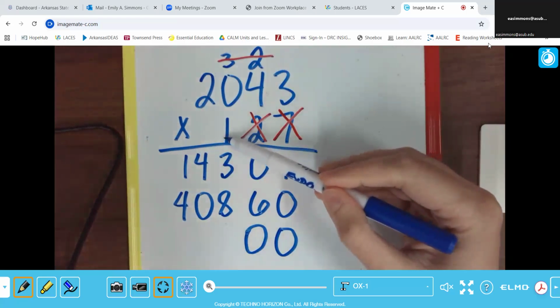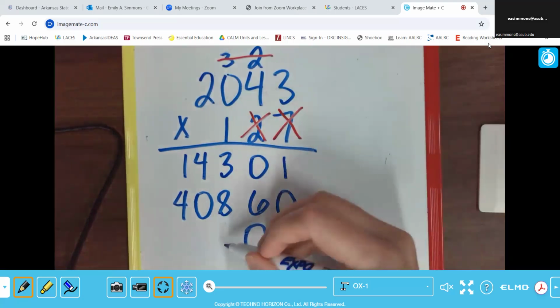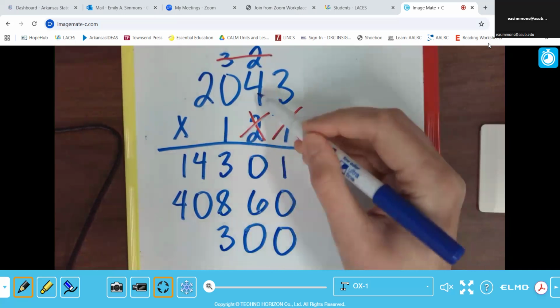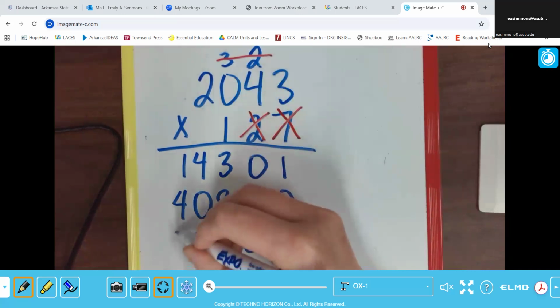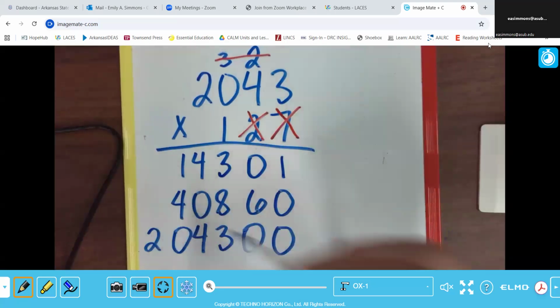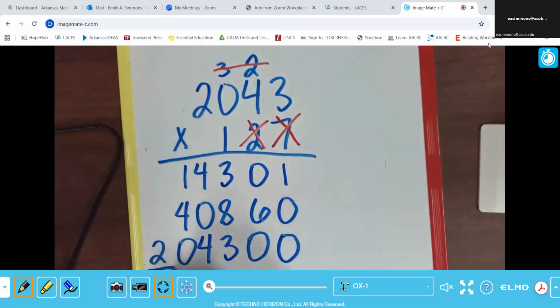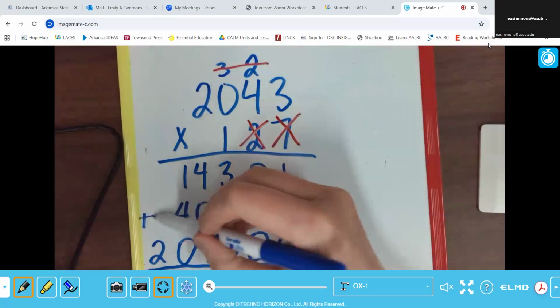Now we're going to multiply our hundreds place by everything on top. So we do 1 times 3 to get 3. 1 times 4 to get 4. 1 times 0 to get 0. And 1 times 2 to get 2. We have everything here multiplied out. So I can add now.